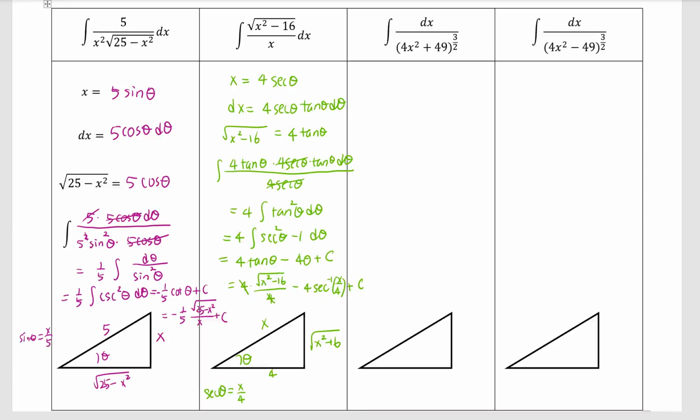Okay, next. 4x squared plus 49. Okay, so here 2x equals 7 tangent theta. Oh, I want to use a different color to indicate it's a different problem. So, what color do you like?